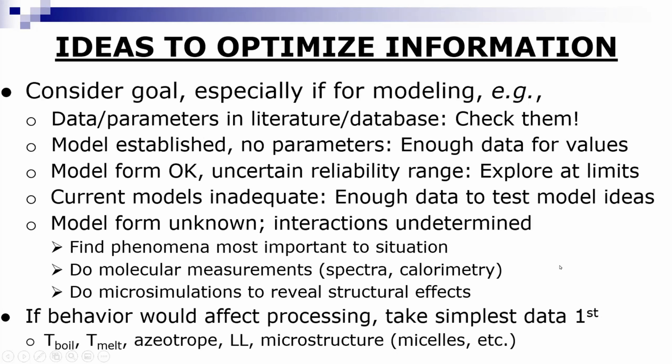And if the behavior that you have would really make a difference in what the consequences are, take the simplest data first. For example, get a boiling temperature. Look at whether the boiling temperatures are close to each other. What's the melting temperature? Are you going to be dealing with solid phases or not? Is there an azeotrope? You get liquid. Is there microstructure like micelles in your system? All of these would make a real difference in what your processing would be like. And you better know about this in advance.